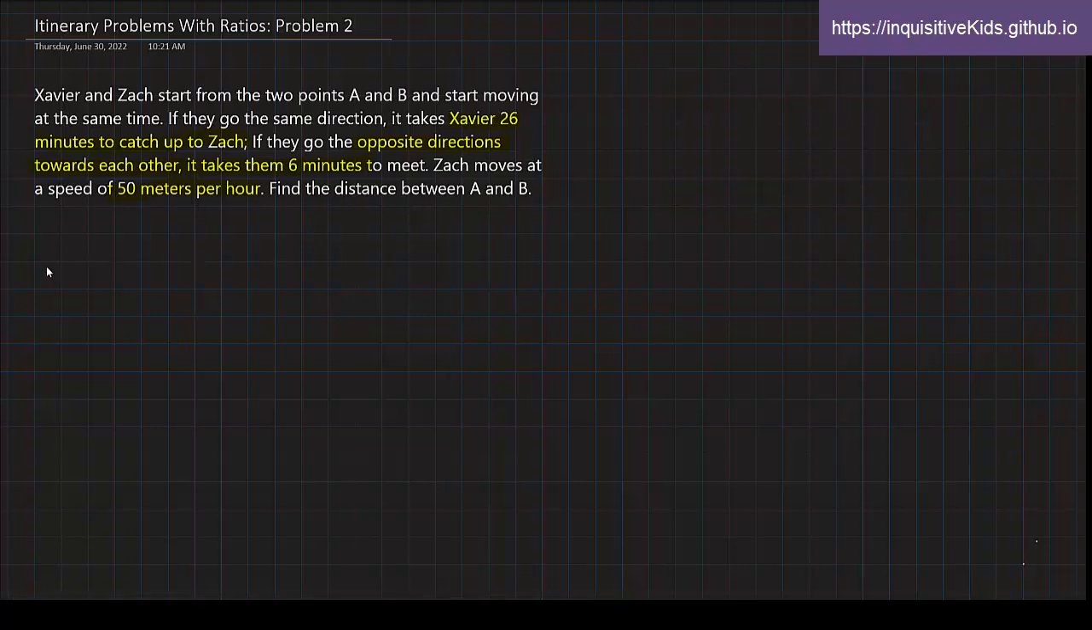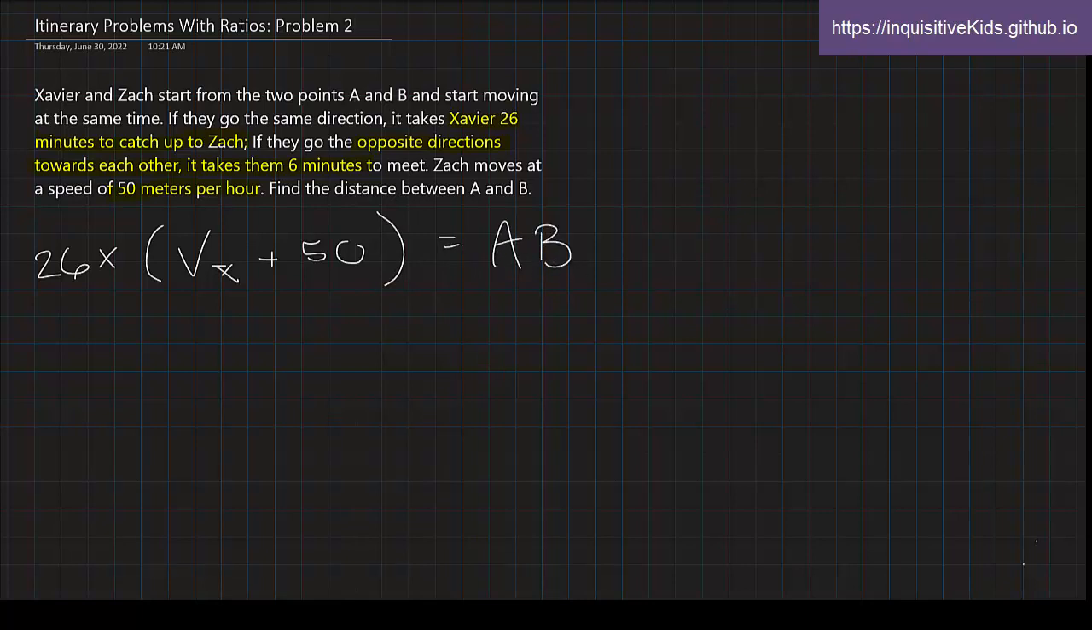So 26 minutes, for the first scenario, that is the time. And 26 minutes times the speed of X minus 50, because that's the speed of Zach, remember, is equal to AB. Because in this case, the difference between Vx and 50, that's equal to AB. Because in this case, this is a catch-up problem, right? And this is the formula for catch-up problems.